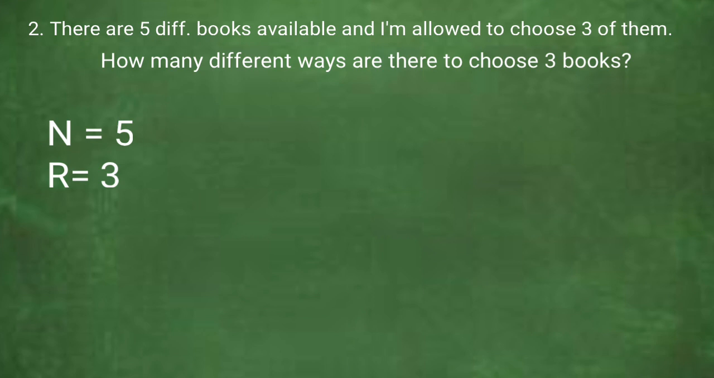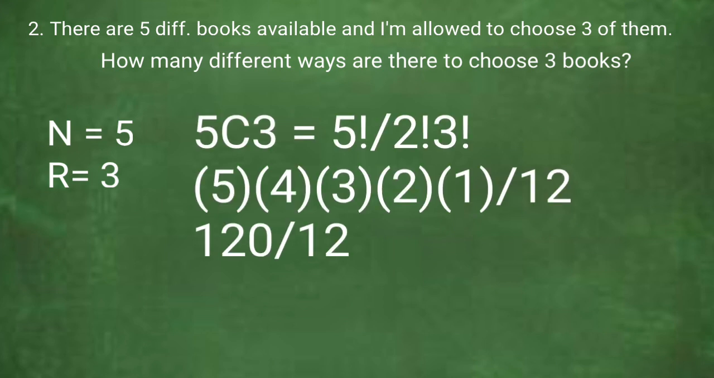Now let's apply the formula. 5 choose 3 equals 5 factorial over 2 factorial times 3 factorial. It will be 5 times 4 times 3 times 2 times 1 over 12. The answer will be 120 divided by 12 is equal to 10. There are 10 different ways to choose 3 books.